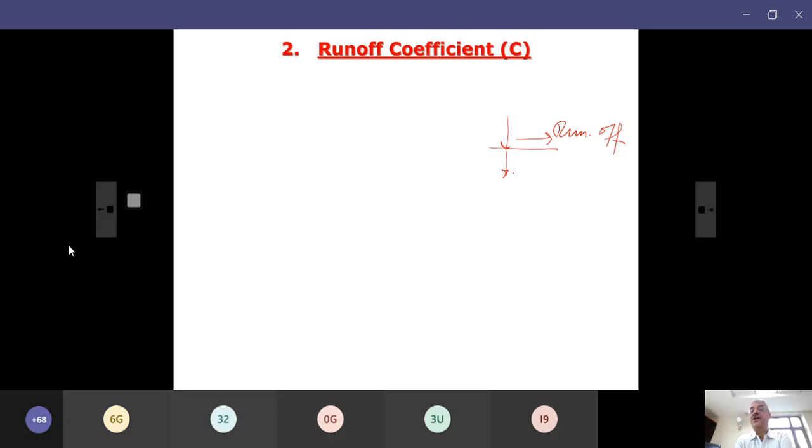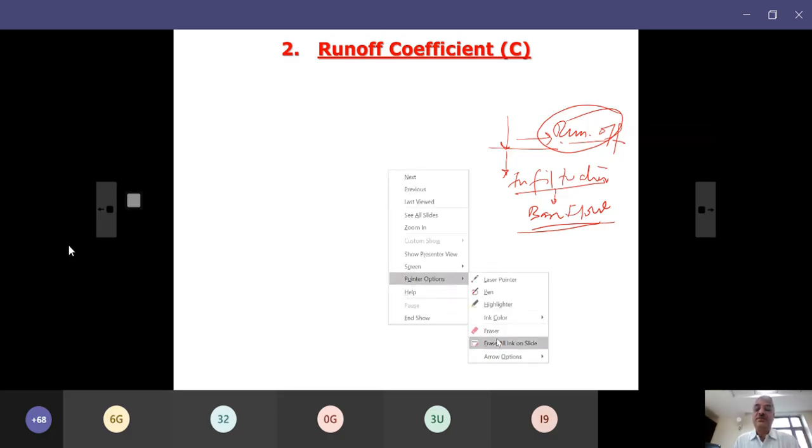इसको क्या कहते हैं? Any idea? Infiltrate कर जाता है सर कुछ depressions में. Infiltration, exactly. Runoff and infiltration, and this infiltrated part is what later on converts or gets converted into base flow. Okay, so how fast is the runoff? That is what your runoff coefficient shows.